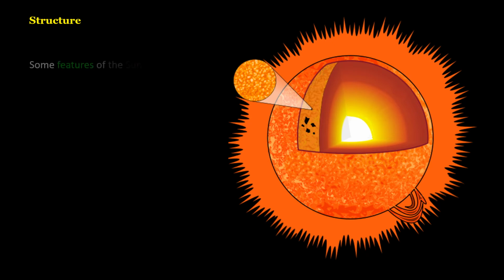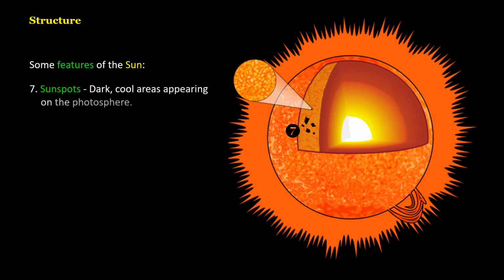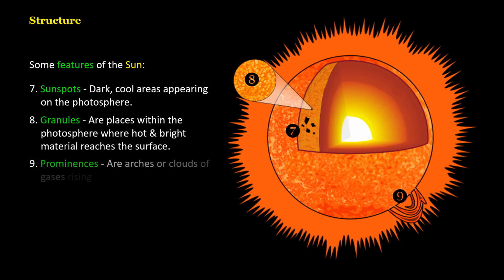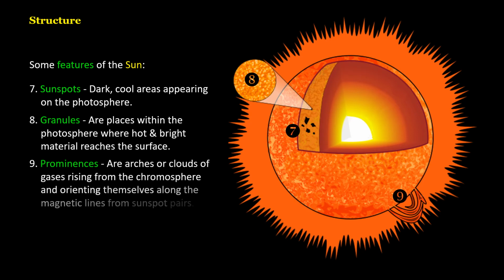Some features of the sun. 7. Sunspots, dark, cool areas appearing on the photosphere. 8. Granules, places within the photosphere where hot bright material reaches the surface. 9. Prominences, arches or clouds of gases rising from the chromosphere and orienting themselves along the magnetic lines from sunspot pairs.